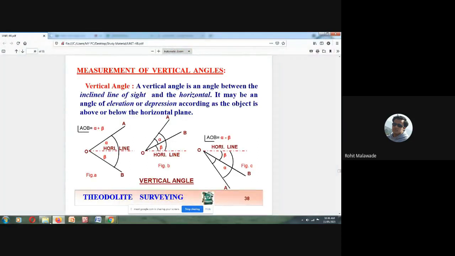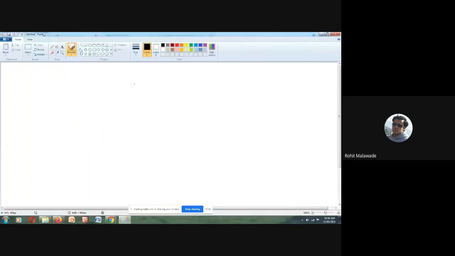Okay, in the previous class, we have seen how to measure the horizontal angle. In today's class, we will be discussing how to measure the vertical angle. Now, what is vertical angle?